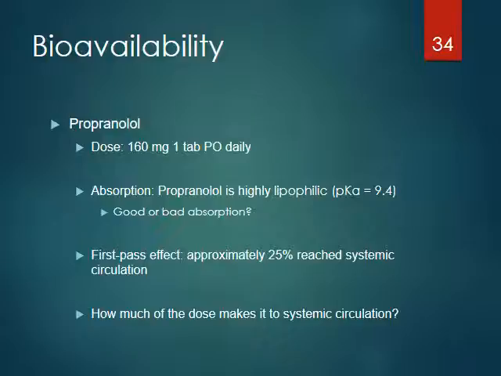Based on that, how much of the dose do we think makes it to systemic circulation? Just for easier calculations, based on lipophilicity, we'll assume that the absorption is 100% here. So we're really just looking at the first pass effect specifically. If approximately 25% reaches the systemic circulation, how much of the dose makes it there? It'd be 25% of that 160, so 40 milligrams reaches the actual bloodstream.